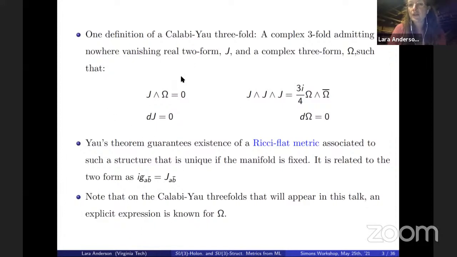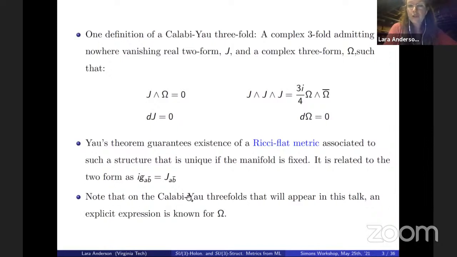Both of these objects are closed, and they satisfy the following relationships with each other. Now, as we all know, Yau's theorem guarantees existence of a Ricci-flat metric associated to such a structure that is unique if the moduli, i.e. the point in the parameter space of the metric, is fixed. But knowing that explicitly is something, of course, that we don't have.